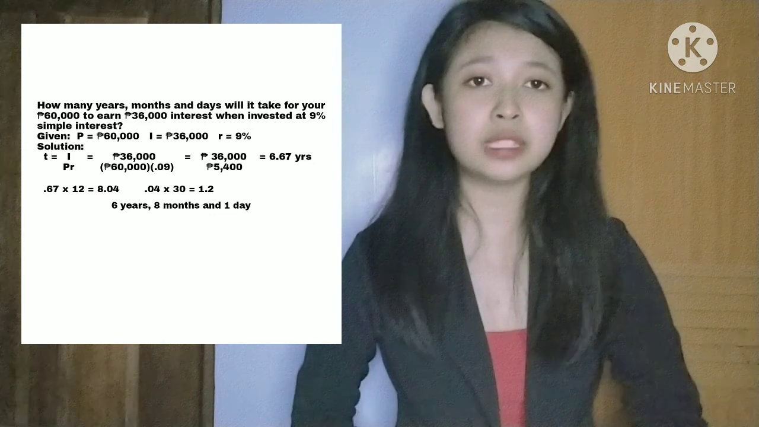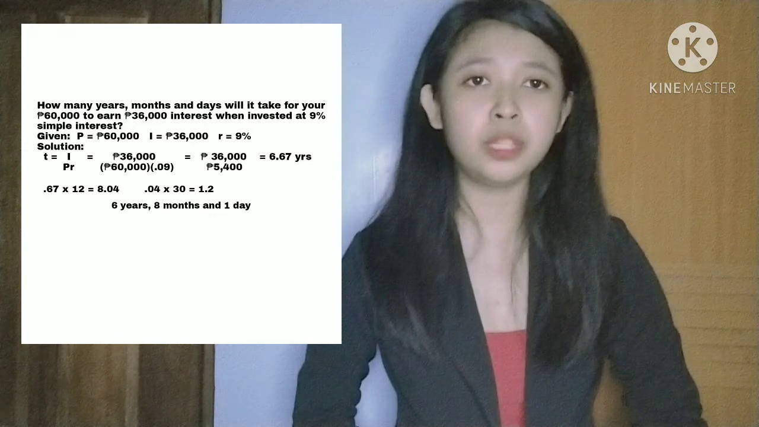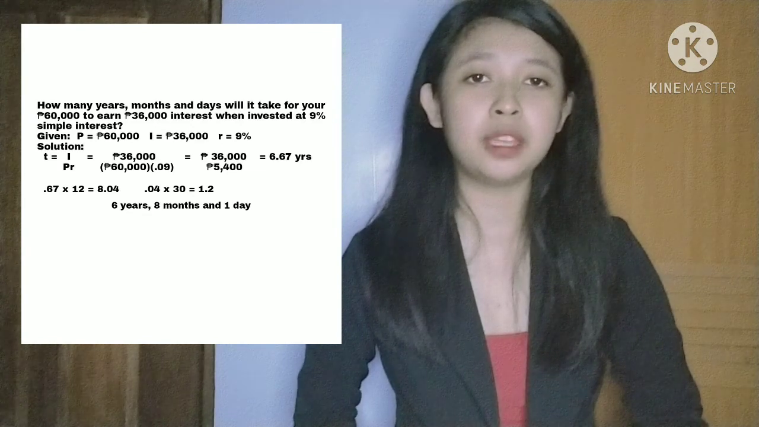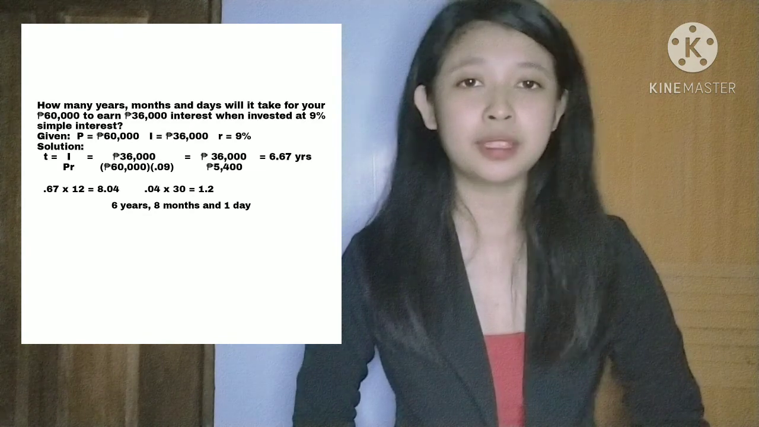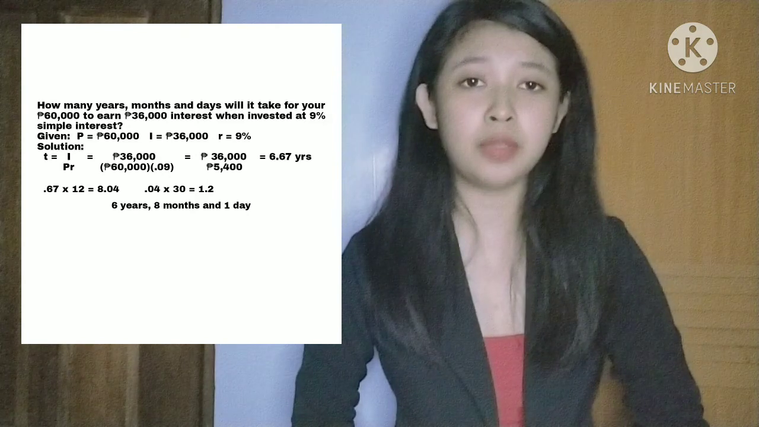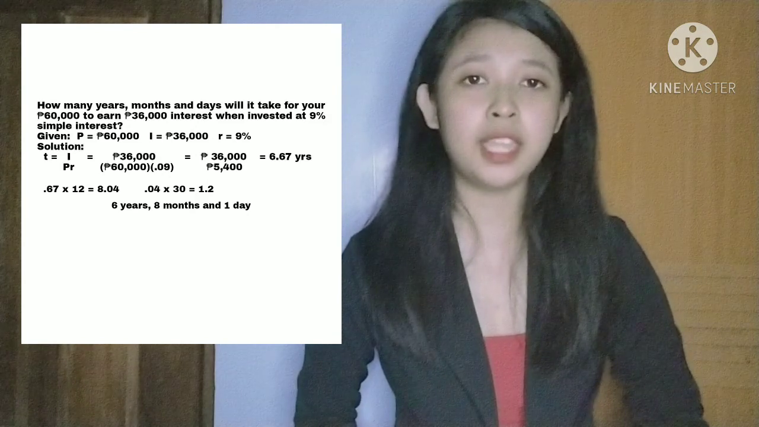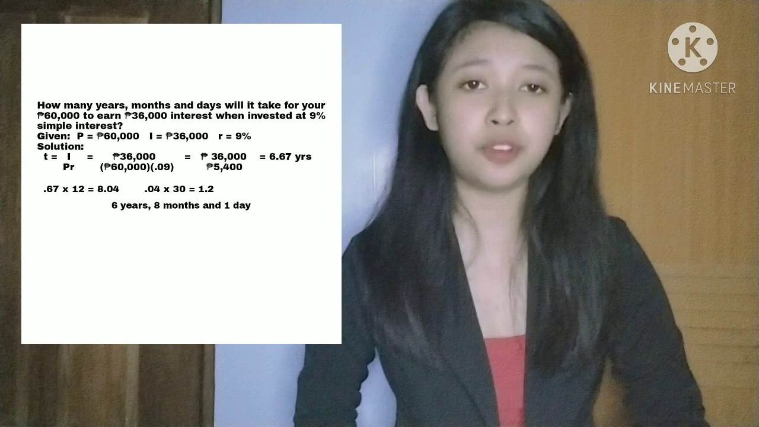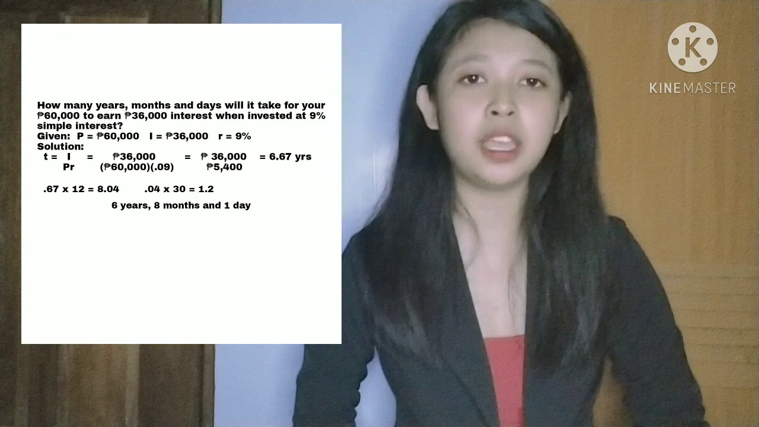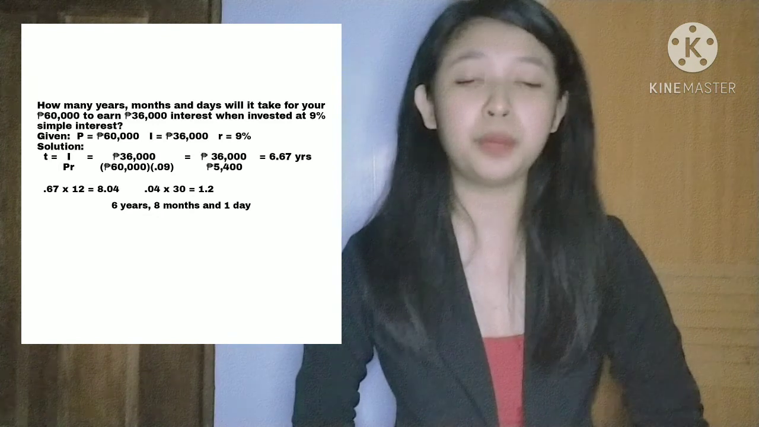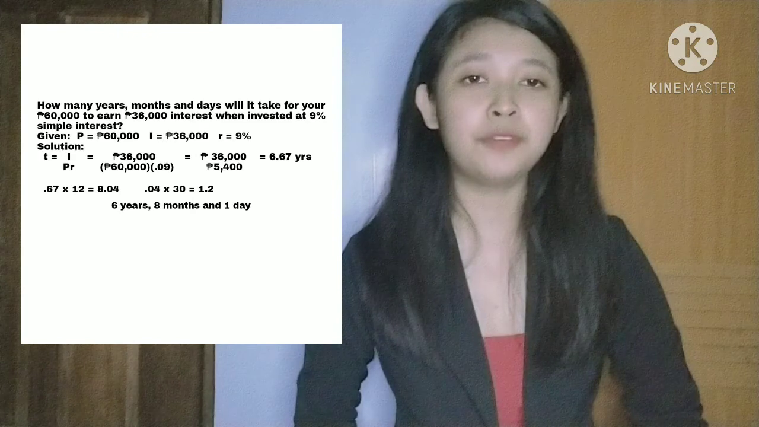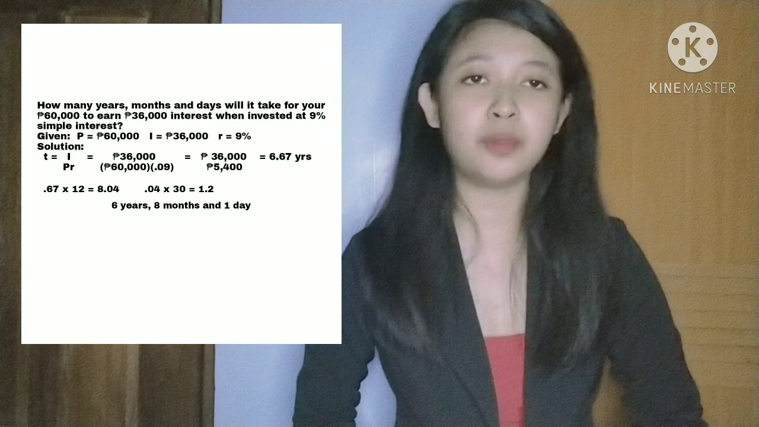So obviously 6 will be the years. And what about the months and days? We're going to get the 0.67 and multiply it by 12, which equals 8.04. The 8 will be the months. We're going to get 0.04 and multiply it by 30, which equals 1.2. 1 will be 1 day. So we have 6 years, 8 months, and 1 day.